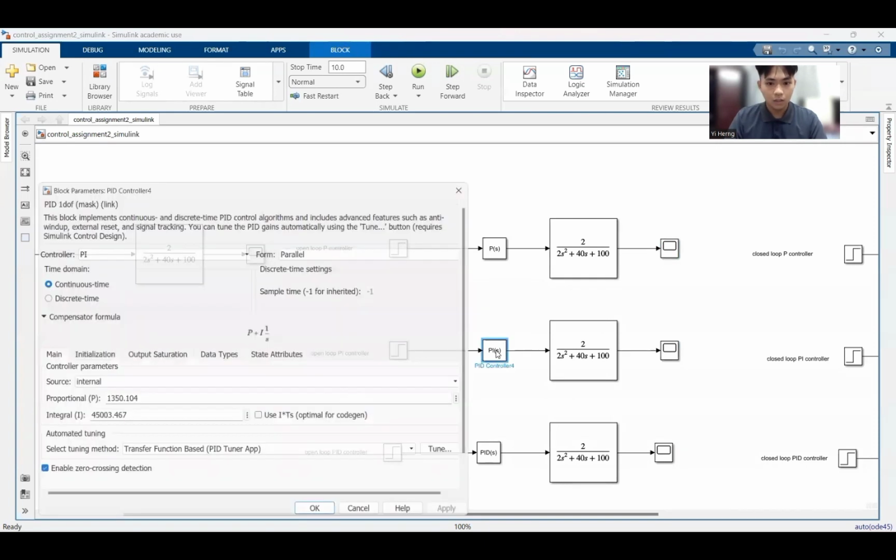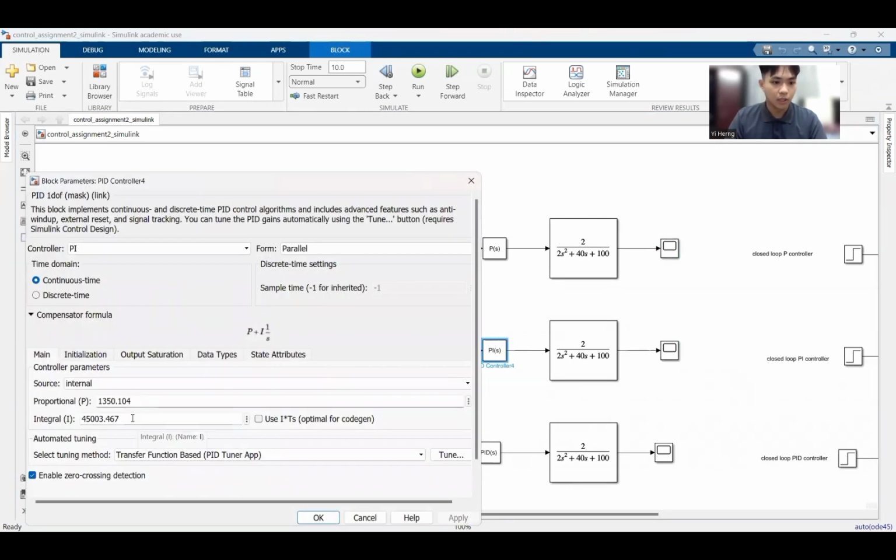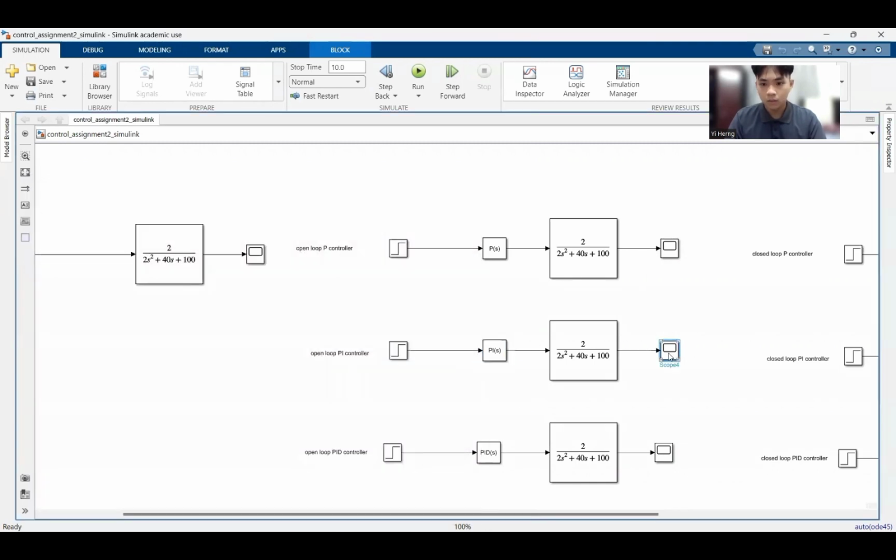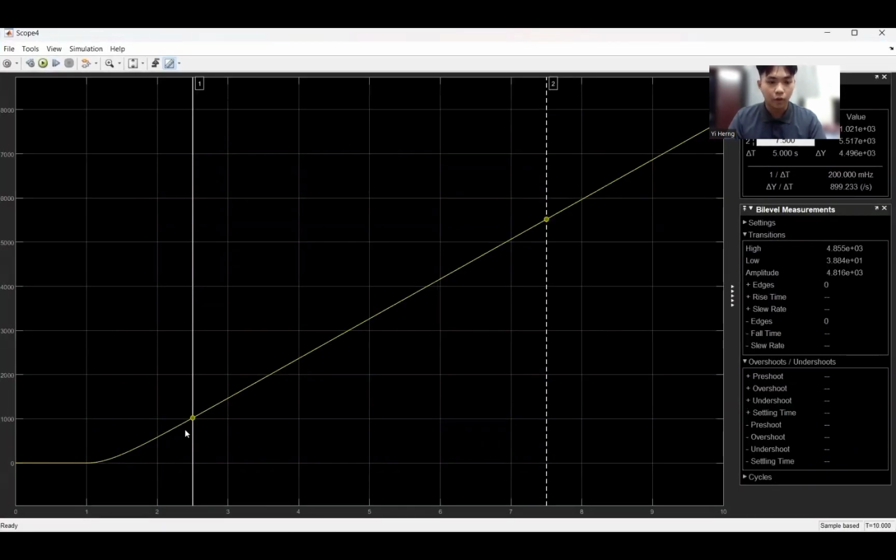The next is the PI controller. The proportional gain is calculated manually, and also the integral gain, which are 1350.104 and 45003.467. This is the scope, the graph of the output. It shows it is overdamped, and there is no overshoot and no rise time.